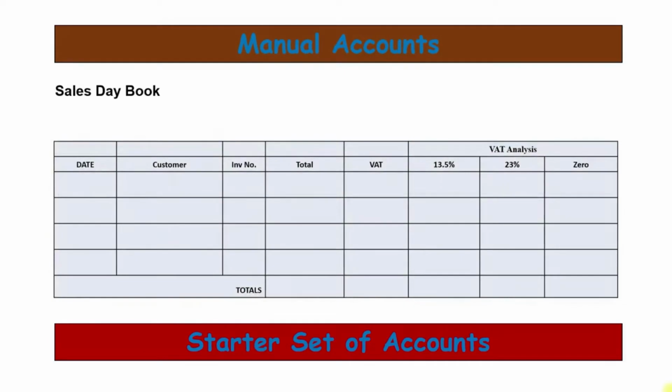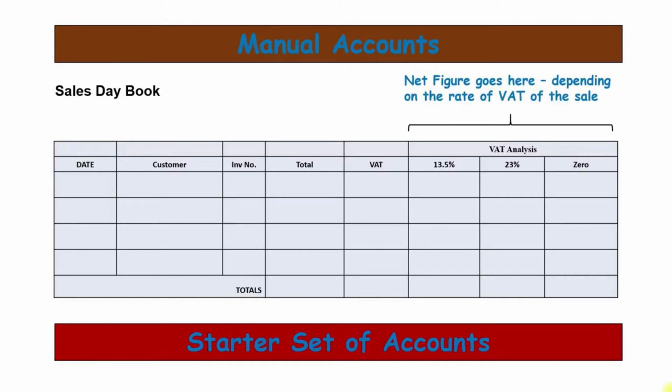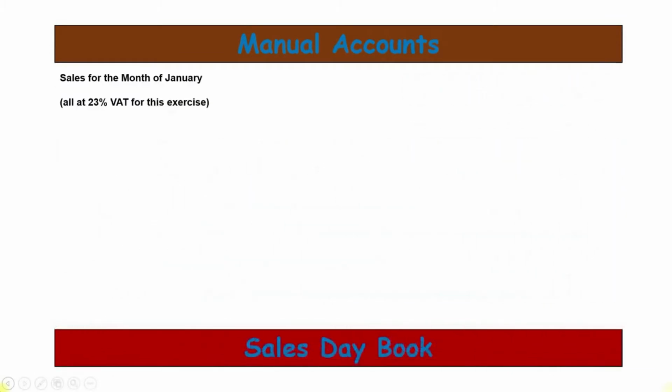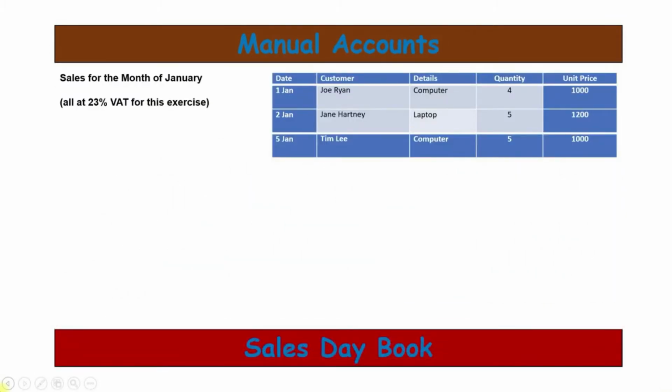This is one possible layout for a sales book. The net figure is added to the VAT figure to give the total figure. The net figure goes in one of the VAT analysis columns, depending on the VAT rate of the transaction. Let's look at an example of a completed sales book. We will enter the 3 transactions shown into a sales book and total the relevant columns.